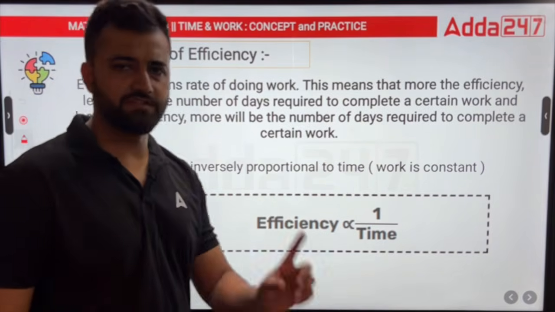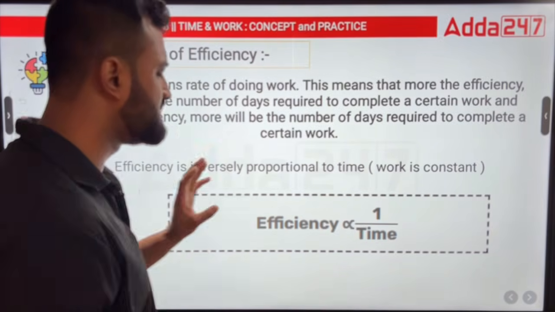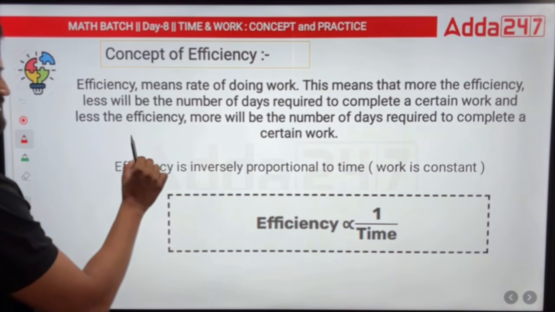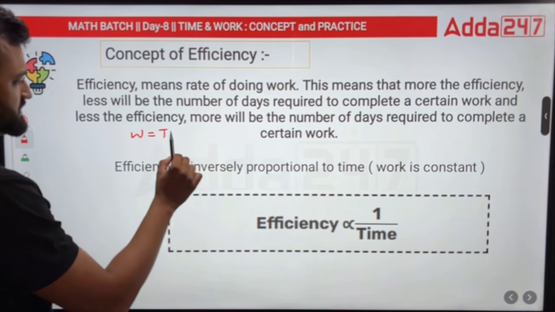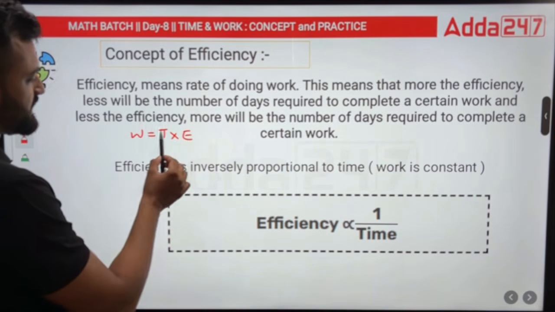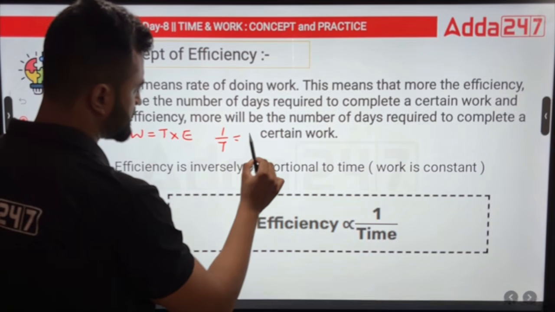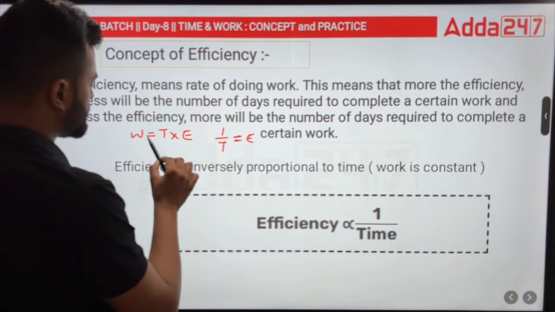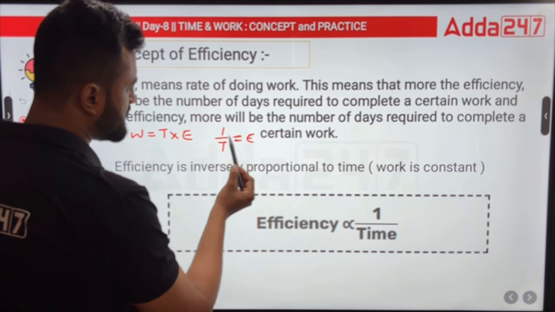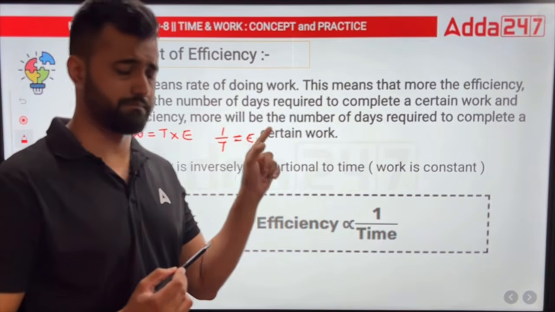So, the concept of efficiency. Efficiency and time are inversely proportional. Very simple. Do we remember the formula? What is the formula? Work is equal to time into efficiency. So if I remove this work, if I take the time to that side, you will notice that you get 1 by time is equal to efficiency. For now I am removing this work. So you can notice that your time and efficiency are inversely proportional. Why inversely proportional? Because time is below and efficiency is on top.